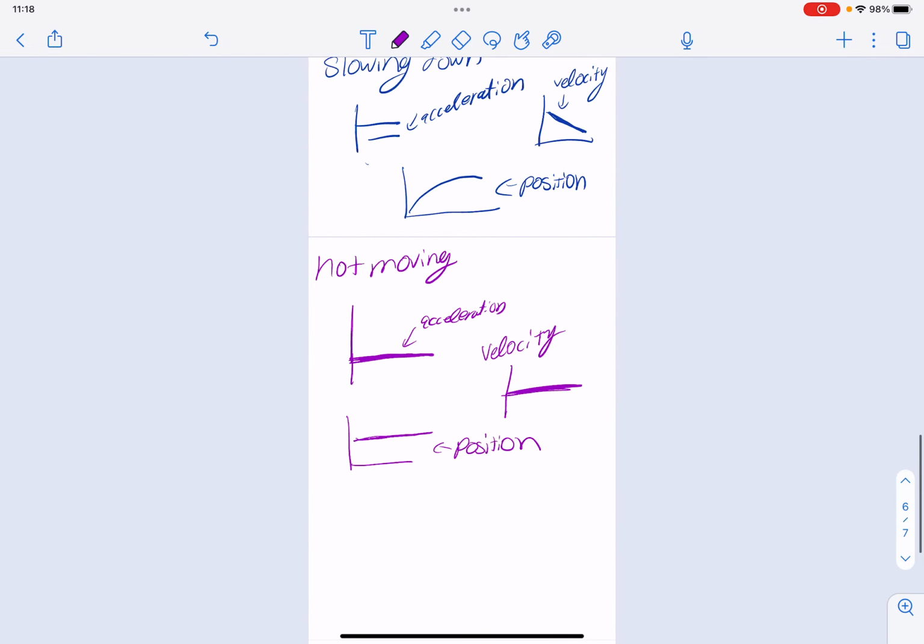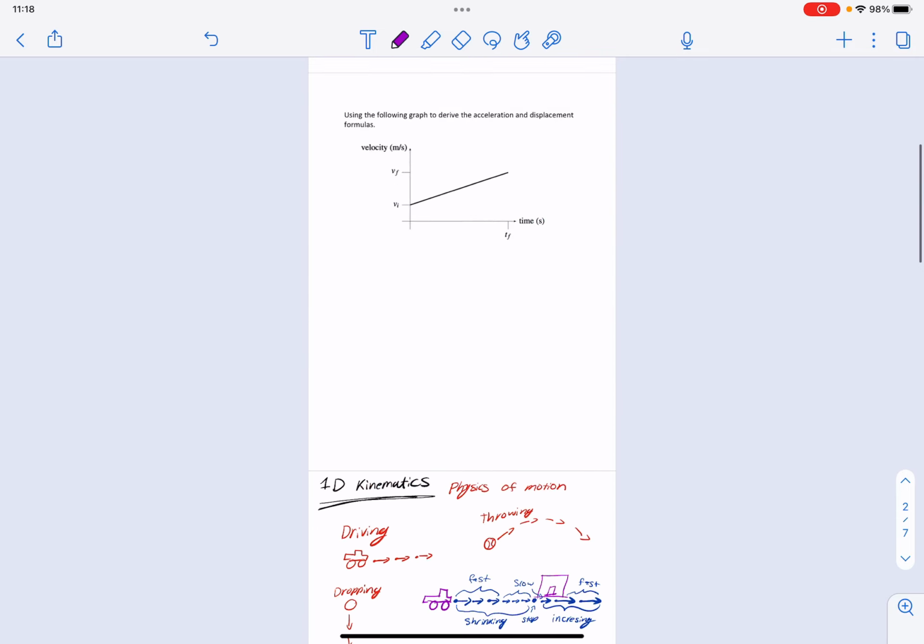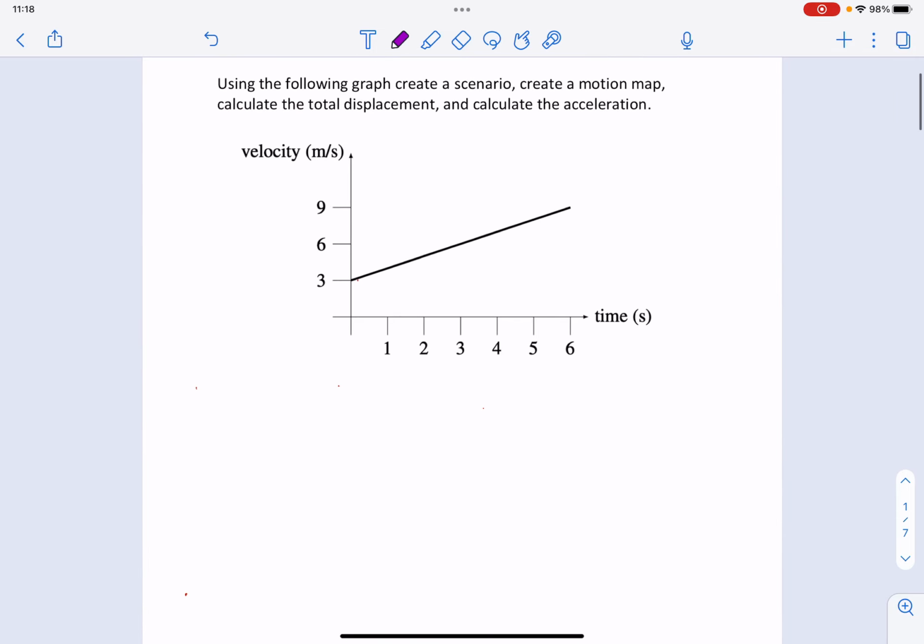Now, knowing all of this, we can actually add some numbers into this. So let's go ahead and work with this. You guys should all have access to this graph. Using this graph, create a scenario and motion map and calculate the total displacement. So, a scenario. What's happening here? We're moving at 3 meters per second, and then we're speeding up to 9 meters per second. Let's come up with a story. You can come up with your own. Pause this video and come up with your own if you would like to, and then compare it to mine to see if everything follows.